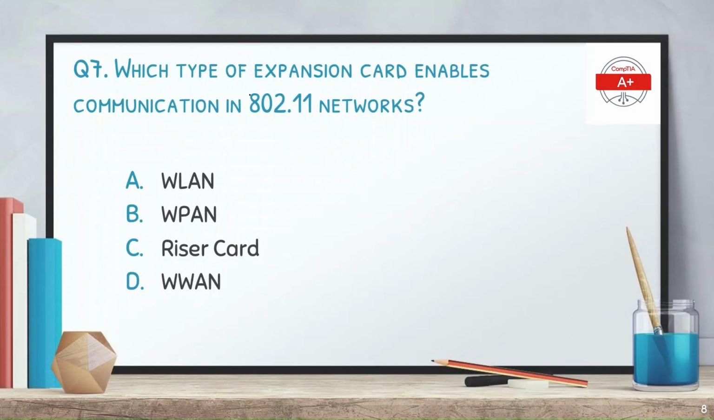Question number 7 is, which type of expansion cards enables communication in 802.11 networks? And the options are: A, WLAN or wireless local area network; B, WPAN or wireless personal area network; C, riser card; and D, WWAN or wireless wide area network. And the correct option is the wireless LAN.